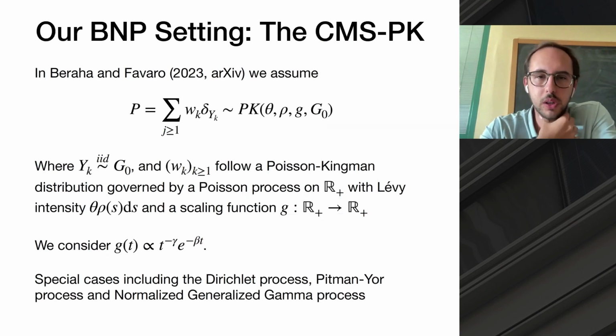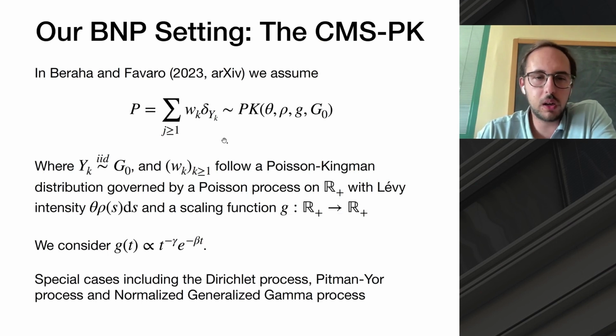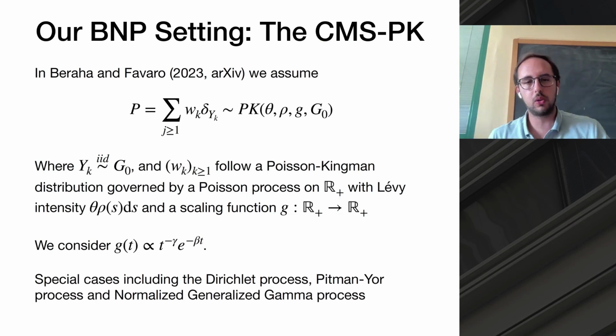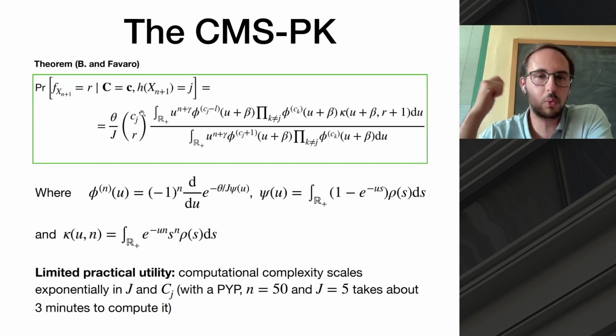And to answer this question, in a work that is now on arXiv, written together with Stefano Favaro, we assume the same model as before, but with a broad class of priors, namely the Poisson-Kingman prior, that I won't go into too much detail about, but it's a very flexible class of priors that includes the Dirichlet process, the Pitman-Yor process, and the normalized generalized gamma process as special cases. And one of the main results is that we provide an analytic expression for what we call the real posterior.